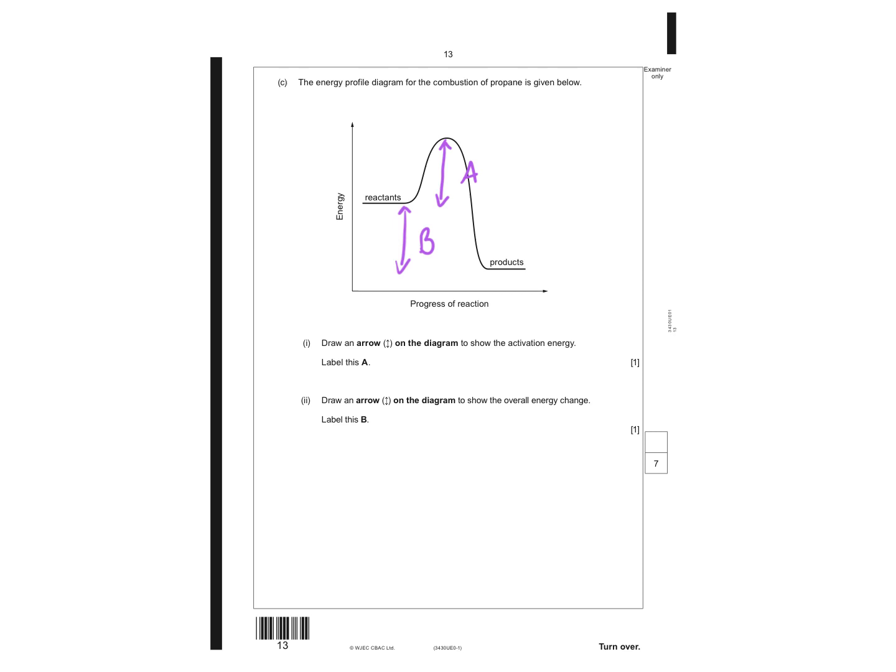Label a diagram again. Draw an arrow on the diagram to show activation energy. Remember, activation energy is reactants to the hump. Reactants to the hump. And then draw an arrow on the diagram to show the overall energy change. That's always the difference between the reactants and the products. So that would have been B.